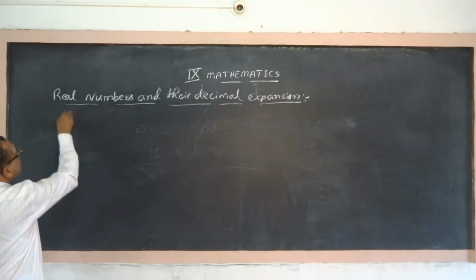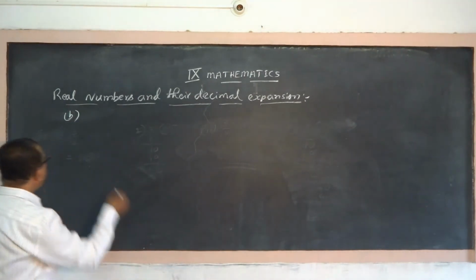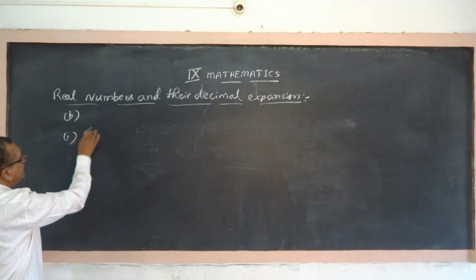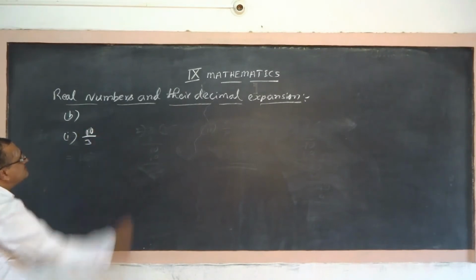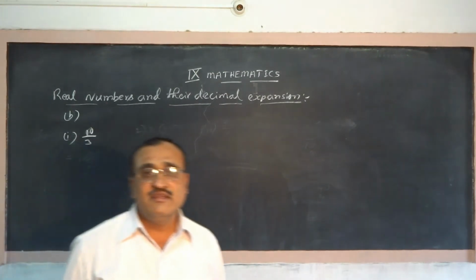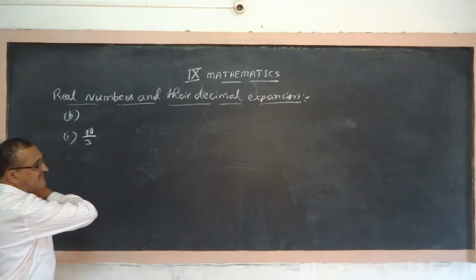Now take case B. What is that case B? Now take one more real number, 10 by 3. It's a real number, is it right?